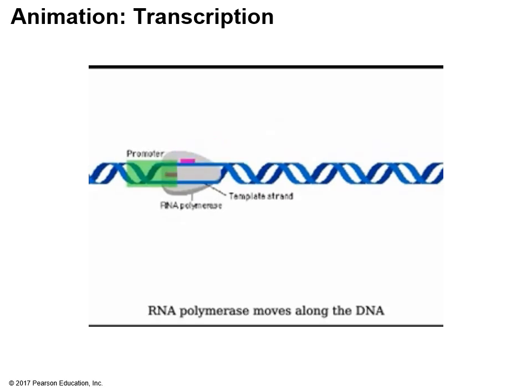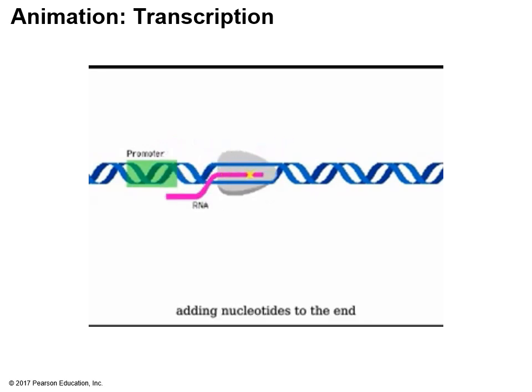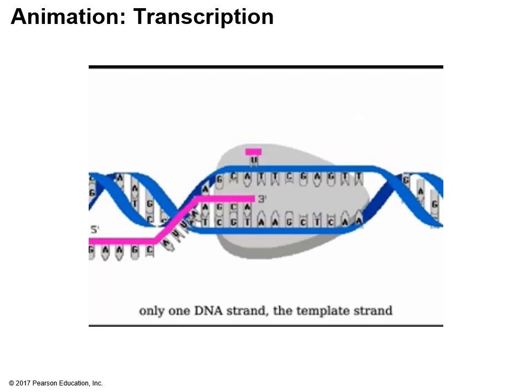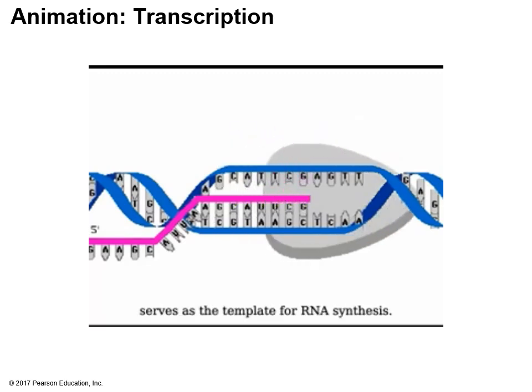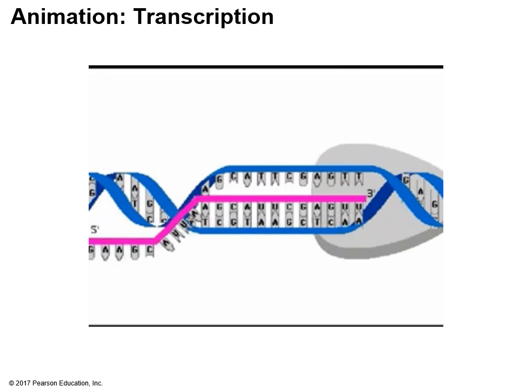RNA polymerase moves along the DNA, pairing up RNA nucleotides with their DNA complements, adding nucleotides to the end of the growing RNA molecule. Here's a close-up view of elongation. Only one DNA strand, the template strand, serves as a template for RNA synthesis. RNA polymerase moves along the DNA strand in the 3' to 5' direction, adding nucleotides to the 3' end of the RNA chain. Note that U in RNA pairs with A in DNA.